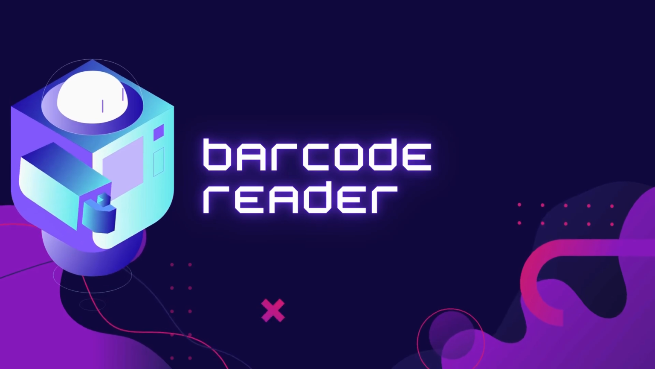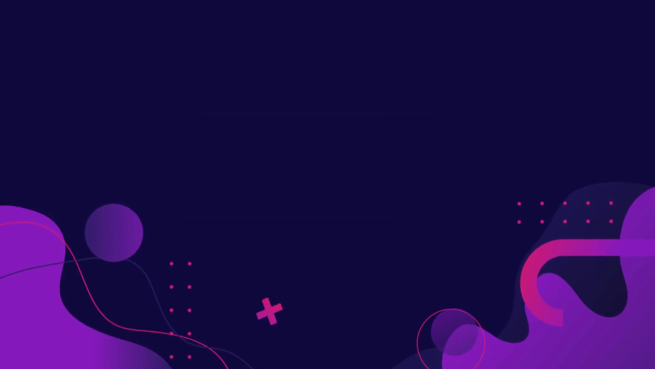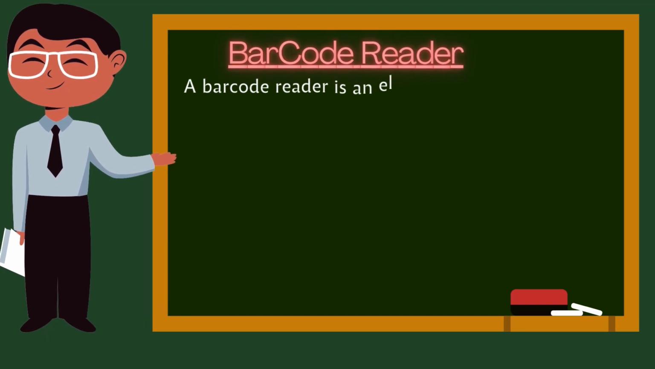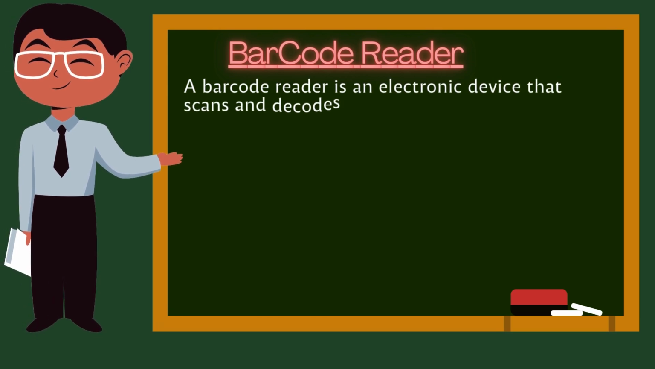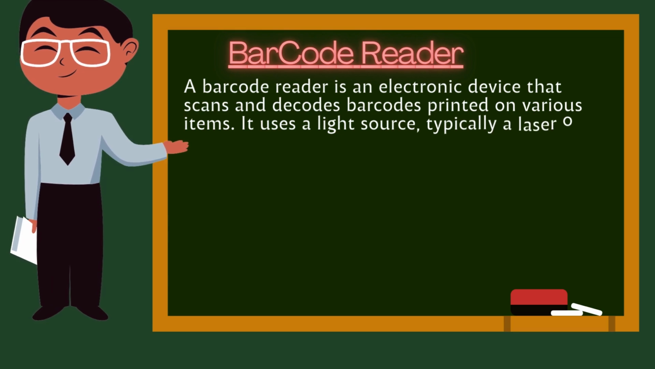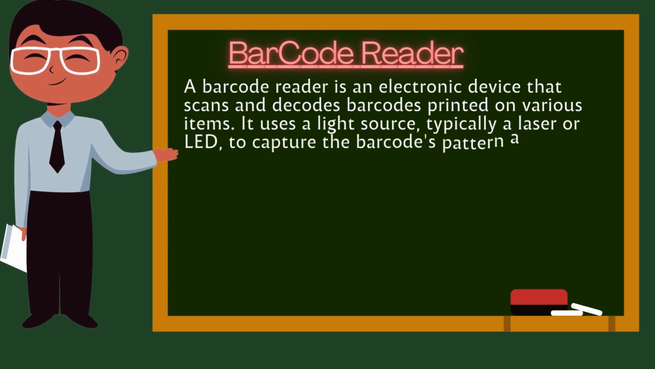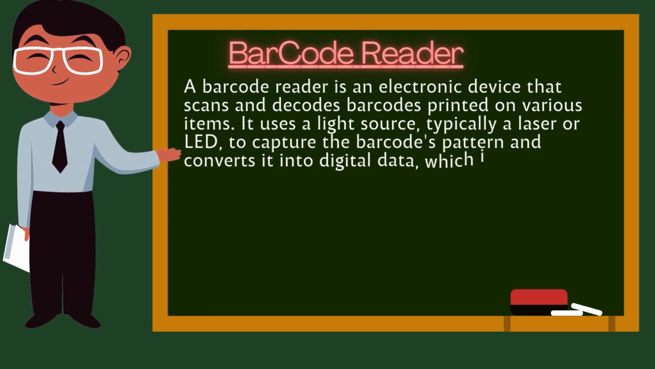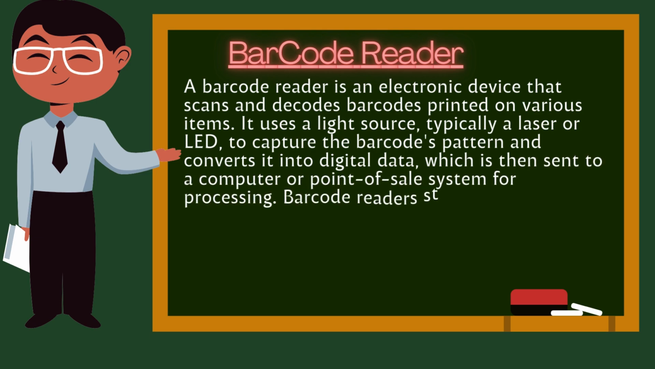Barcode Reader. A barcode reader is an electronic device that scans and decodes barcodes printed on various items. It uses a light source, typically a laser or LED, to capture the barcode's pattern and converts it into digital data, which is then sent to a computer or point-of-sale system for processing.